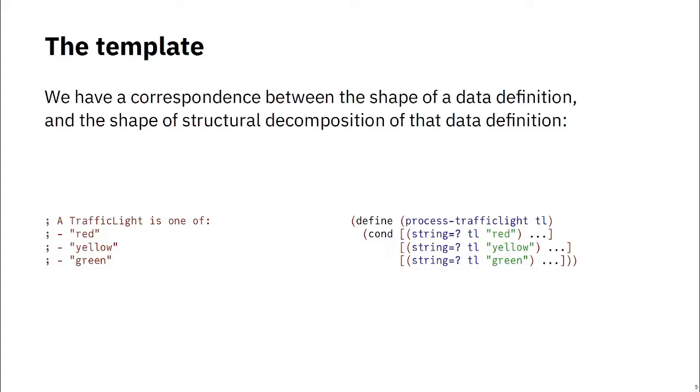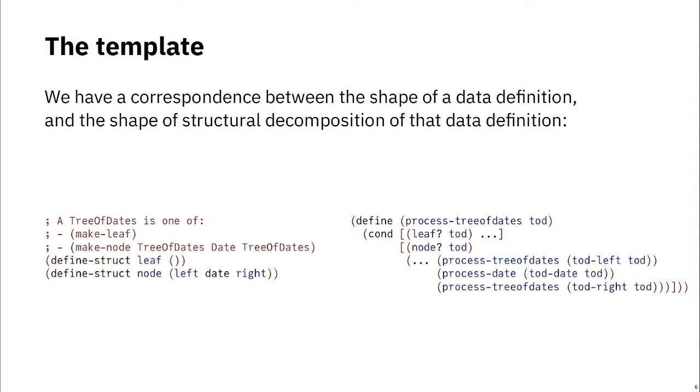We can do the same for enumerations of other kinds of simple data. Here we have an enumeration of specific strings, red, yellow, and green, to represent a traffic light. Our template is going to tell us that our function needs to take the shape of a conditional, doing something different in each cond. When we get more complicated, such as enumerations of structures or structures of enumerations, especially when we introduce recursion into the mix, this approach is very advantageous.